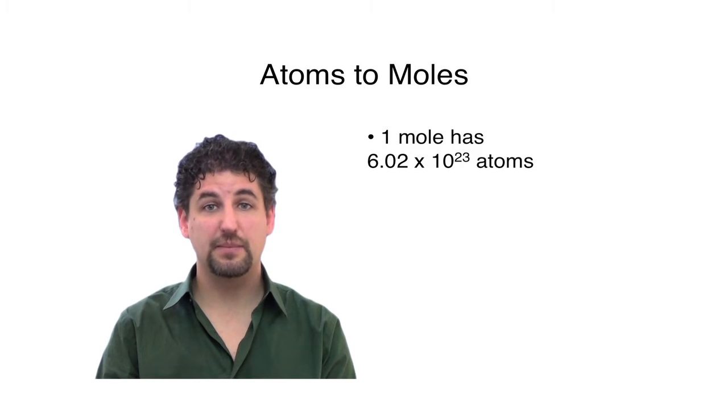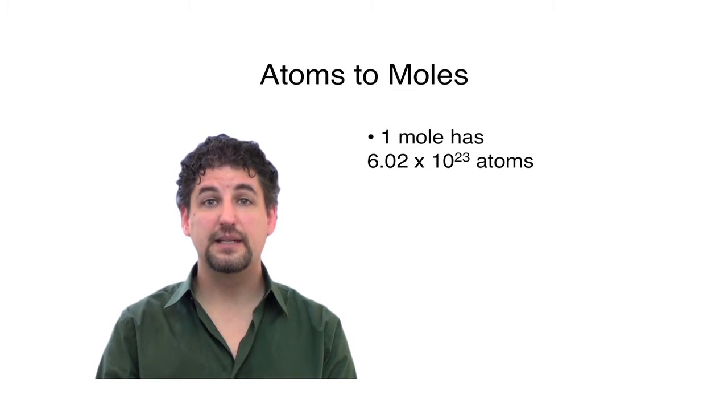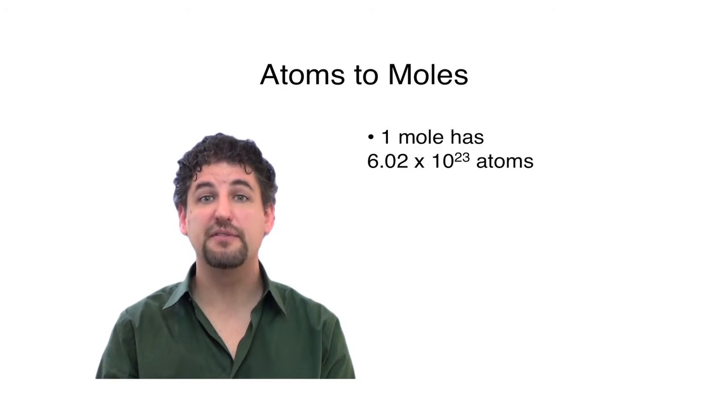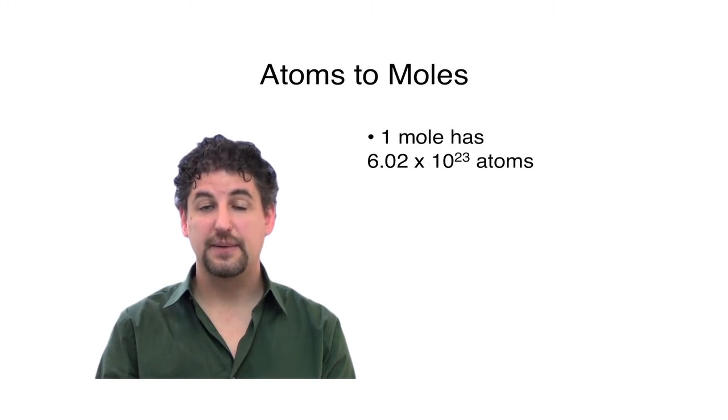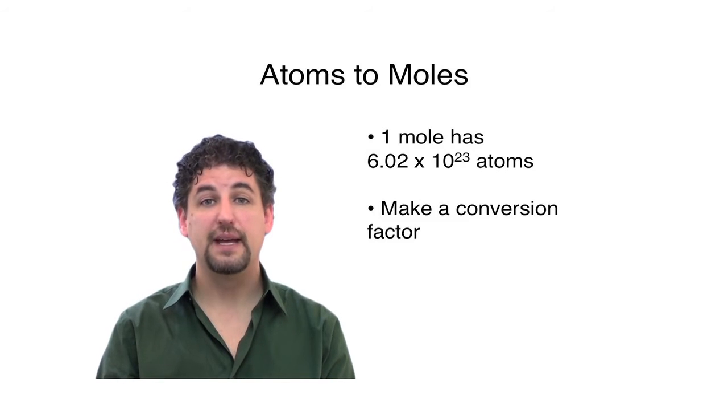Right, now it's a very big number. Like if you had a dozen eggs, 1 dozen eggs would be 12 individual eggs. So 1 mole of a particular substance, or 1 mole of atoms, is 6.02 times 10 to the 23rd atoms. All right, so you're going to need that first.